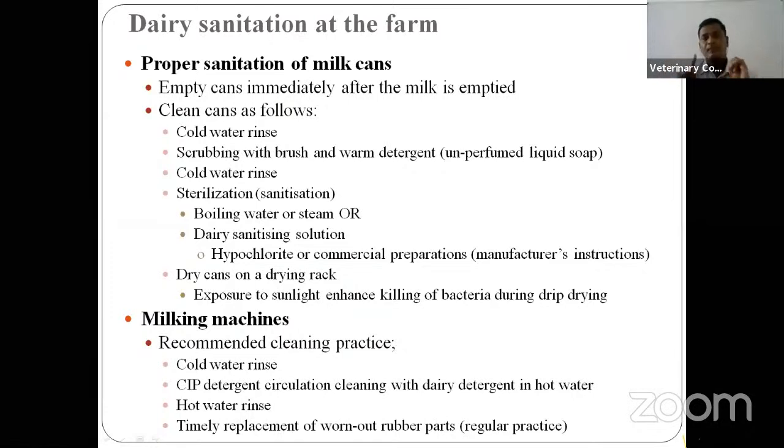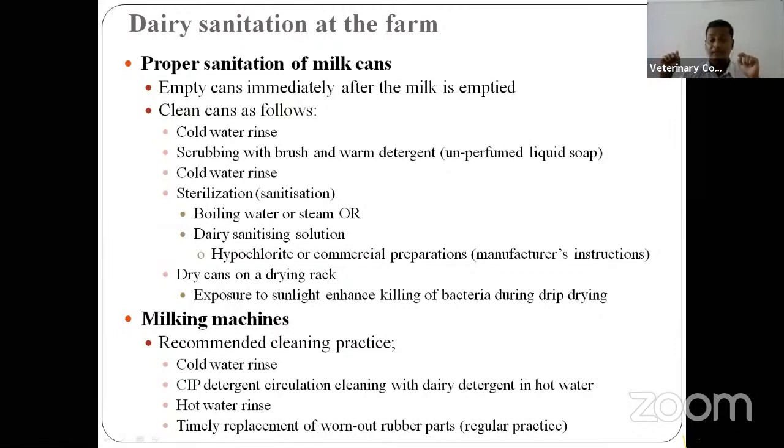Is that clear to you? First, you remove all the residual milk by inverting the can, apply the cold water, rinse it, scrub it with a warm detergent, then rinse that detergent with cold or normal water, then you go for the sterilization process. Sterilization is, don't keep it in your mind that you will keep the can in a hot oven or an autoclave and then sterilize. Here it is the sanitization process. The sterilization, sanitization, and disinfection, we will study the terminological differences a little later. But we are reducing the microorganisms as much as possible, to the extent of 99.99%.